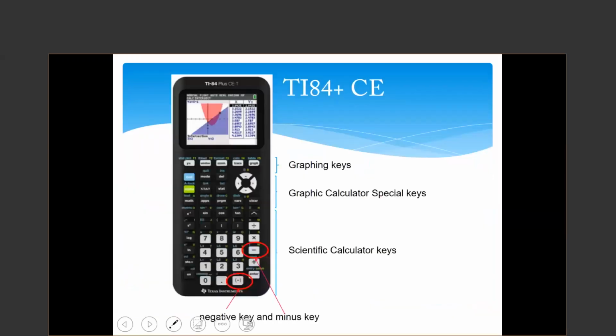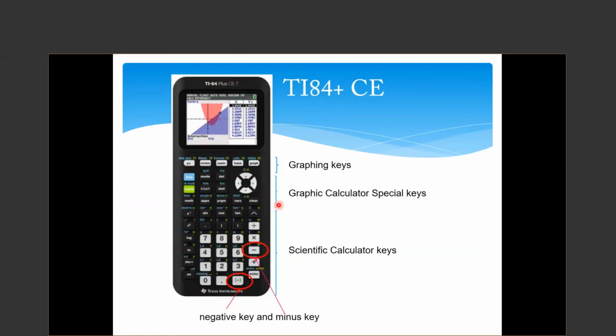Okay, first we look at the layout of this calculator. The front part, the first row, is all the graphing keys, followed by the graphing calculator special keys. We will be using these two sets of keys very often later on. The last part is the normal scientific calculator keys, which you should be very familiar with.